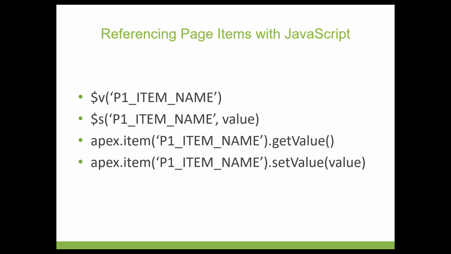But I want you to be aware, this is kind of the newer way of using JavaScript APIs in Apex. There is an older syntax, which is the $V, $S. $V is the same as get value. $S is the same as set value. I want you to be able to recognize them in case you're maintaining an application that maybe uses the older notation. You're aware of what they are.